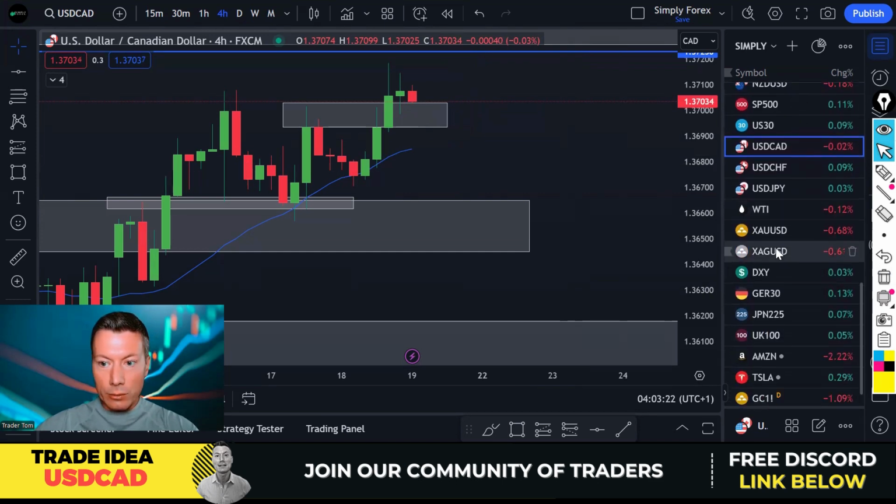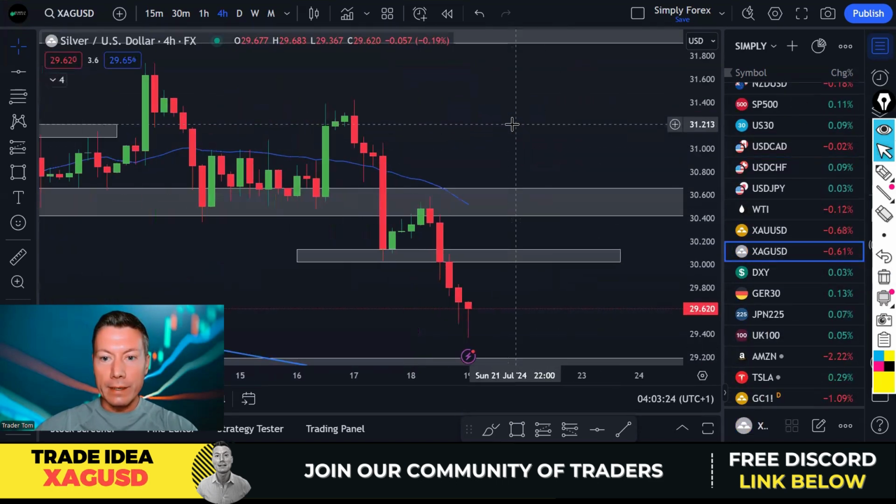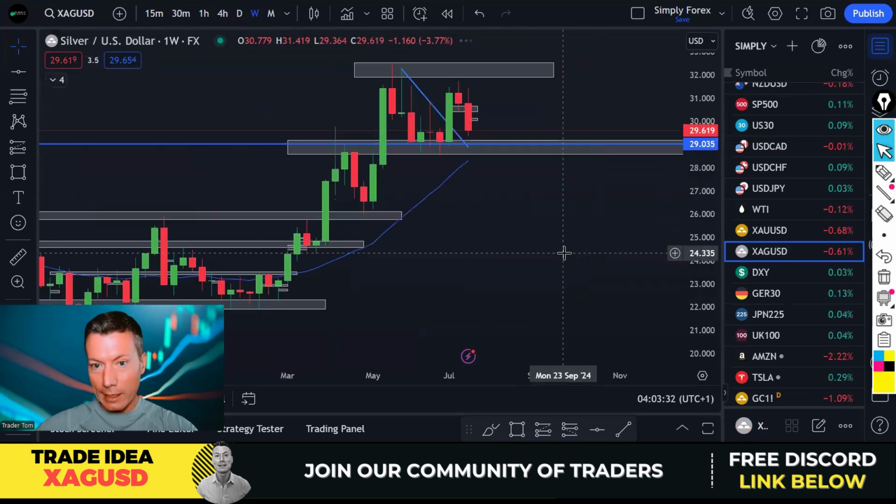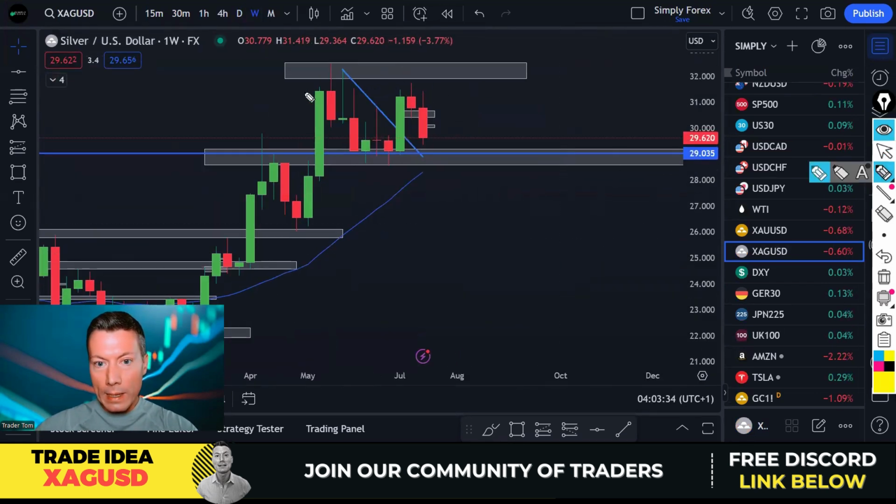The next one is silver. Haha, I have to do a pirate impression every time we look at silver. Again, let's take a look at the day chart. Let's have a look at the weekly chart, actually, because we are at these weekly highs here. And we are getting a big sell-off currently, which is US dollar strength.